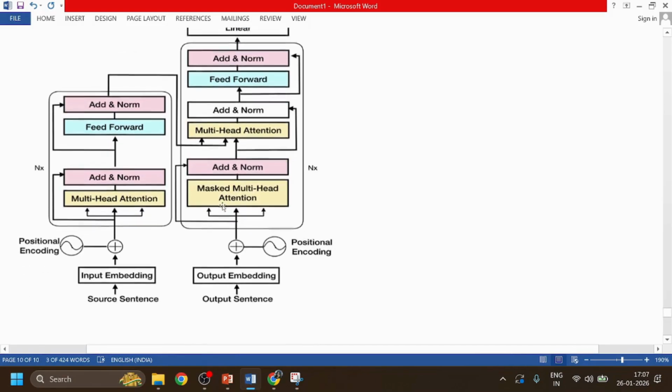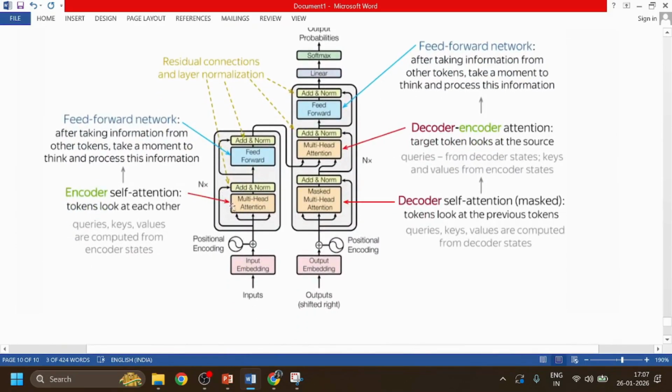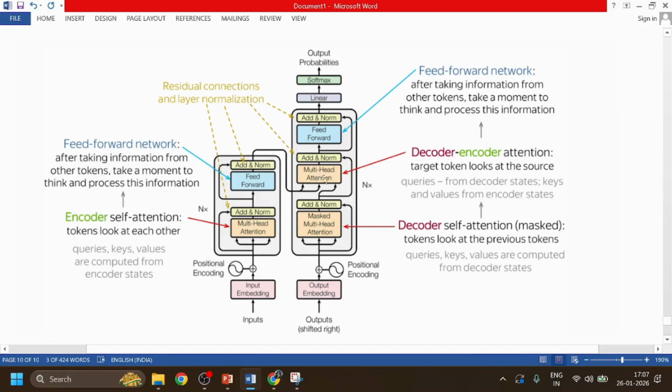I'm going to show you another diagram. Here this is the encoder attention because it is in the encoder, and this is the decoder self attention. And here you can see the decoder encoder attention.